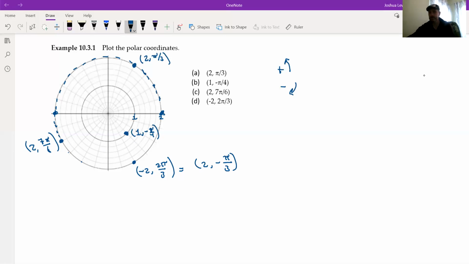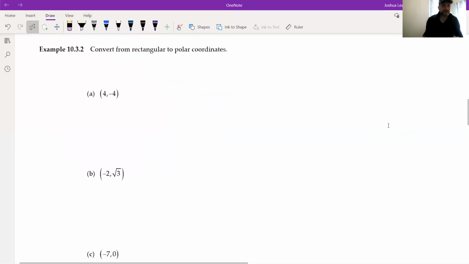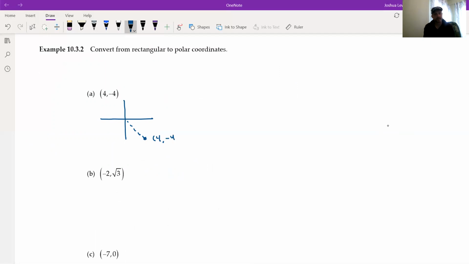So hopefully this is ringing a bell. Let's keep going. Convert from rectangular to polar coordinates. Okay, so (4, negative 4). So that's going to be the point down here, right? Call that (4, negative 4), because that would be 4, and that would be negative 4.